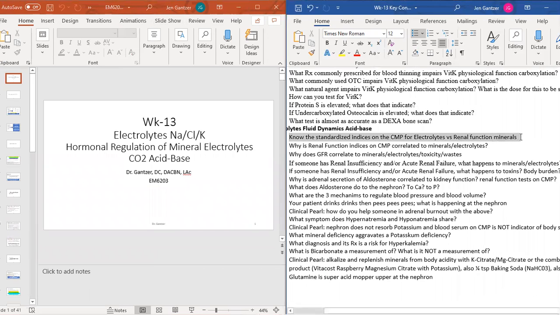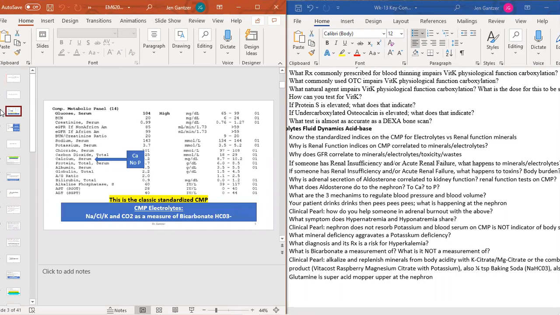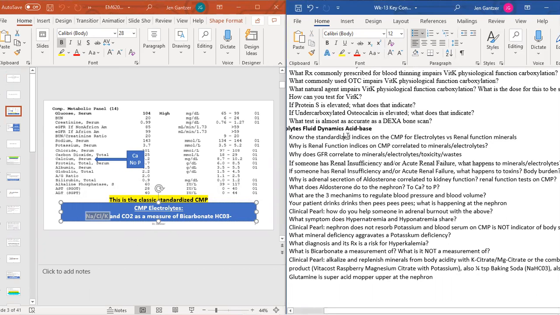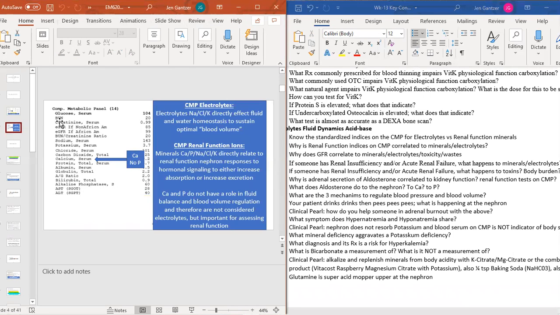Okay, so we already mentioned that phosphorus and calcium are macrominerals, non-electrolytes. However, on a standardized CMP, we have calcium, but we do not have phosphorus. So then we need to recognize what the electrolytes are. Your electrolytes are the three macrominerals, and that is your sodium, chloride, and potassium. Sodium, chloride, and potassium.